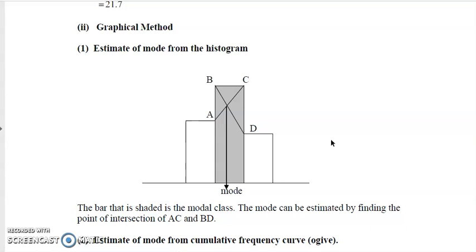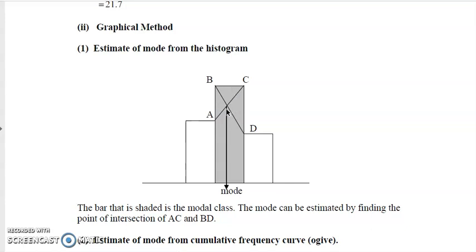How can we have our histogram? By looking over here, we have a bar chart, right? The bars are shaded. We have the first, second, and third bar. From the figure here, we know that the second bar, the middle one here, is the modal class because it will be the highest frequency, right?